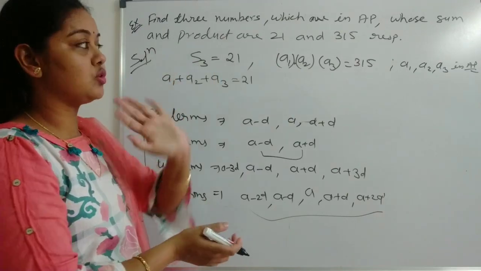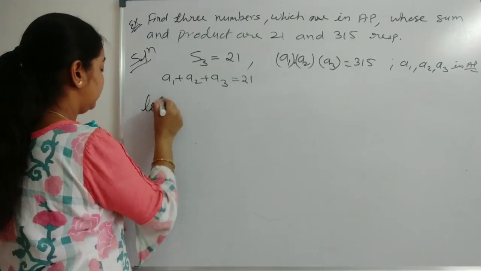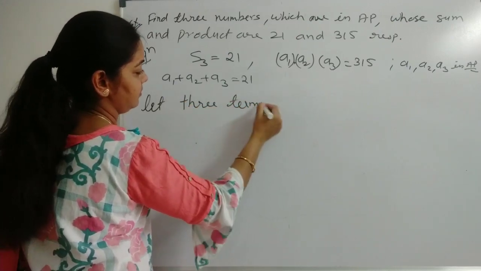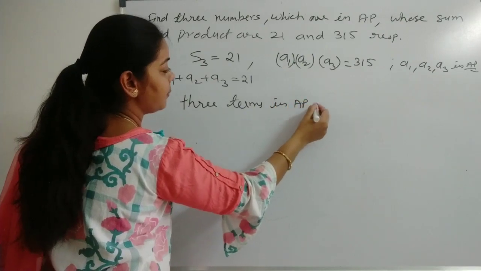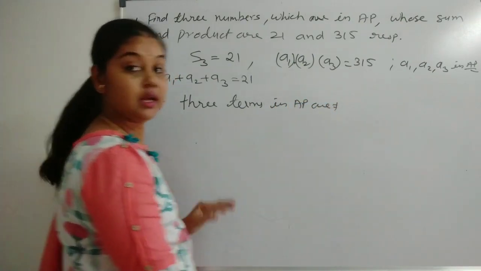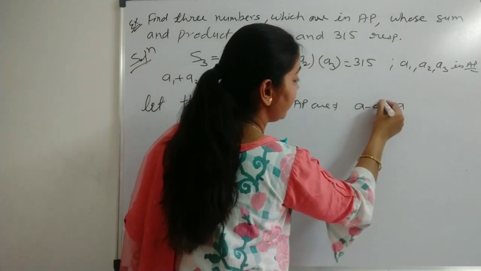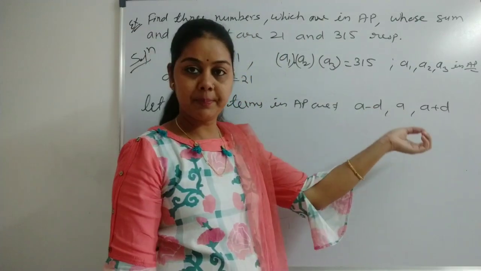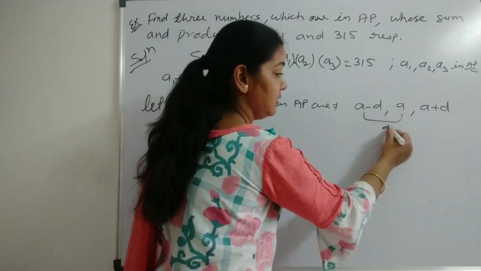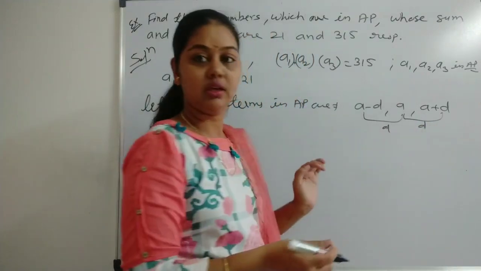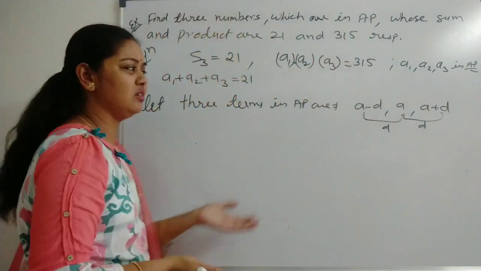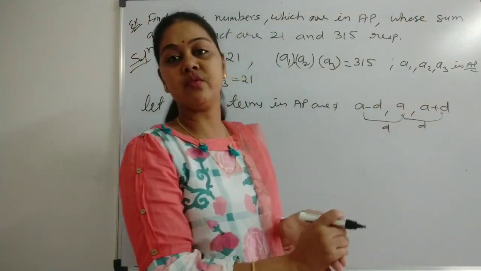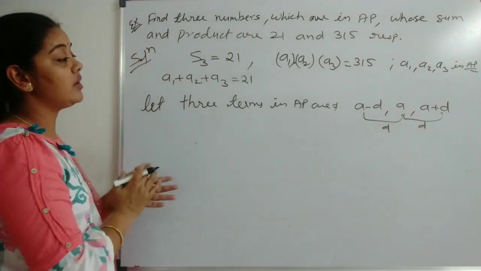So, for this question, let three terms in AP be A minus D, A and A plus D. They are in AP. The common difference is D. We can also take A minus 2D, A and A plus 2D, and in that condition the common difference will be 2D. Okay? We have taken three terms.